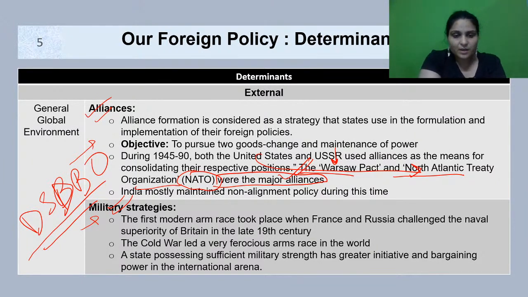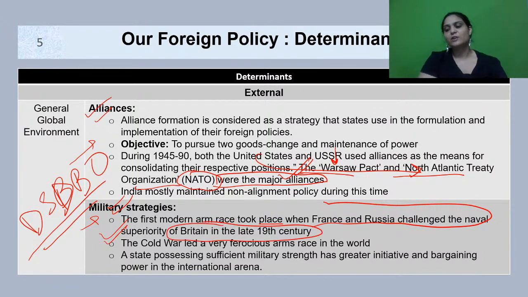All right. Now, the first modern arms race actually took place when France and Russia challenged the naval superiority of Britain in the late 19th century. As students of UPSC, you must be aware of the naval race. At that point of time, whoever was strong in the navy would rule the rest of the world, and there was a major Britain and France struggle going on in India. France used to support a couple of southern states, Britain used to support a couple of states, and the Anglo-French wars went on simultaneously. But finally, the British outlived the French, and France decided to go to some other places.